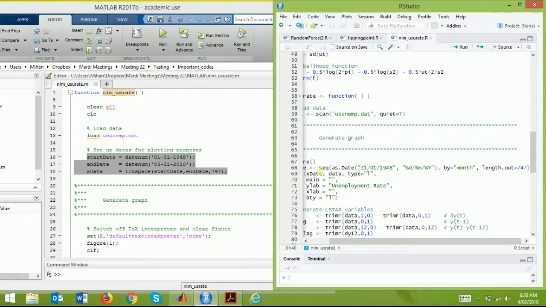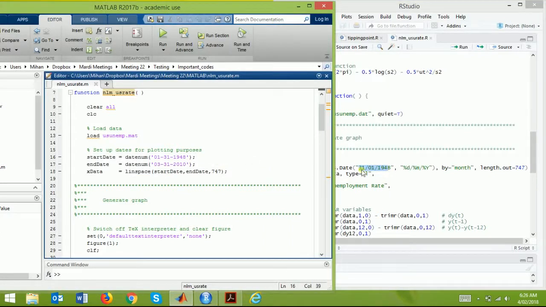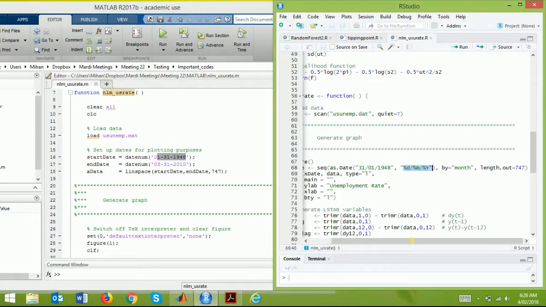Well, R is very familiar with sequencing, so it will do seq with as.Date. So we'll change these numbers to dates. With as.Date, you pass in the starting point and you specify how that will be represented in your rows. So you're doing it by month, and the length.out is the line spacing here. Length.out is 747.